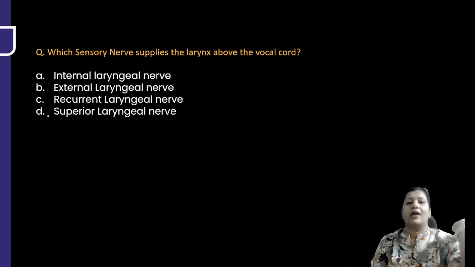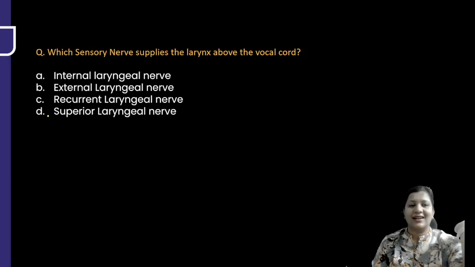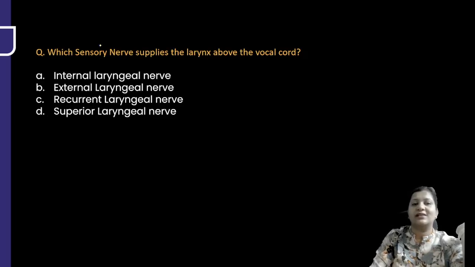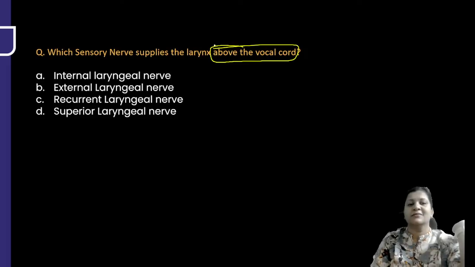Okay, which sensory nerve supplies the larynx above the vocal cord? Internal laryngeal nerve, external laryngeal nerve, recurrent laryngeal nerve, superior laryngeal nerve. So the sensory supply to the larynx above the level of the vocal cords.